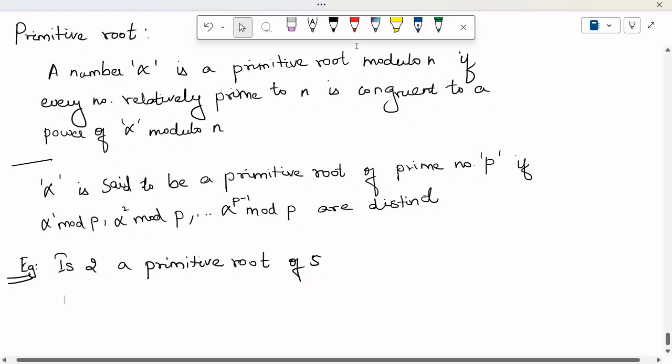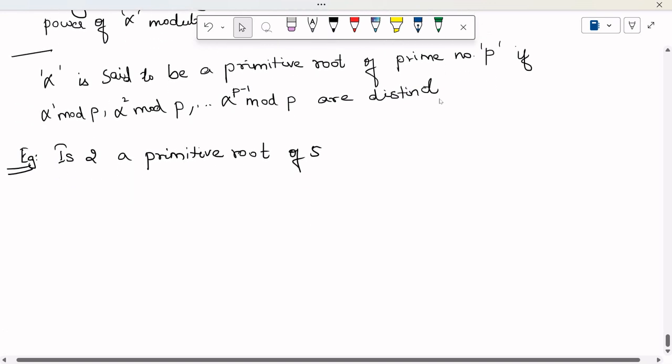A number alpha is a primitive root modulo n if every number relatively prime to n is congruent to a power of alpha mod n. To be more clear, alpha is said to be a primitive root of a prime number p if alpha power 1 mod p, alpha square mod p, up to alpha power p minus 1 mod p are distinct. So we will raise the powers of alpha from 1 to p minus 1 to check whether alpha is a primitive root of p or not. It will be clear when we see an example.